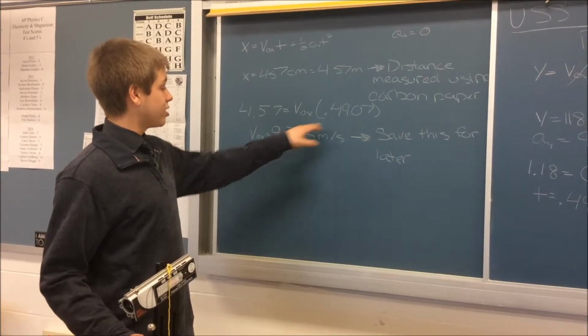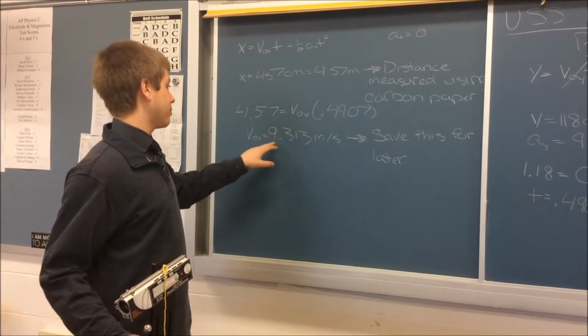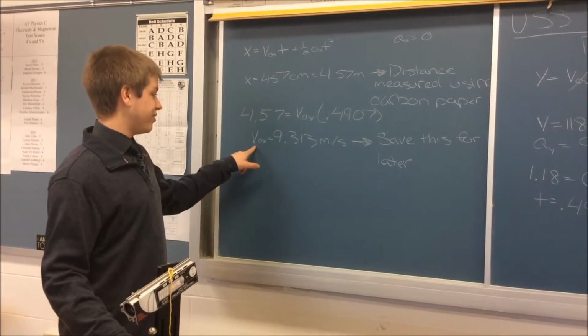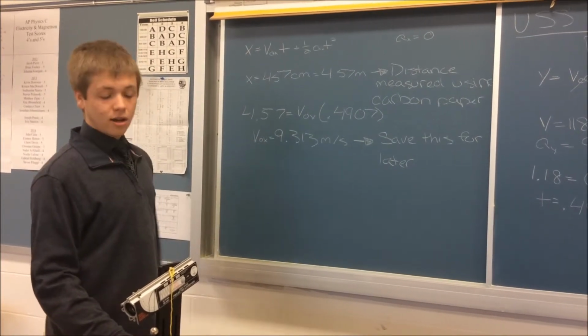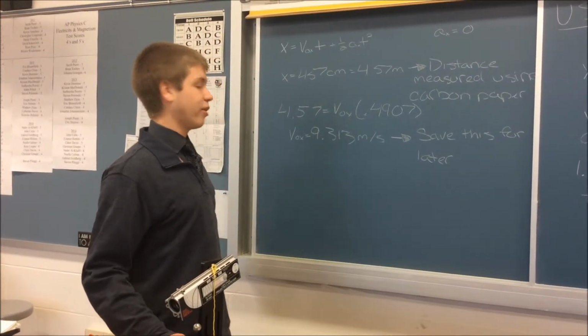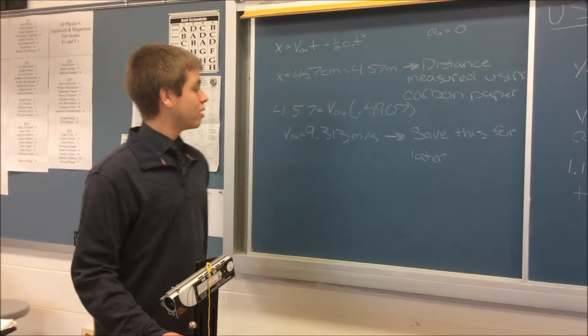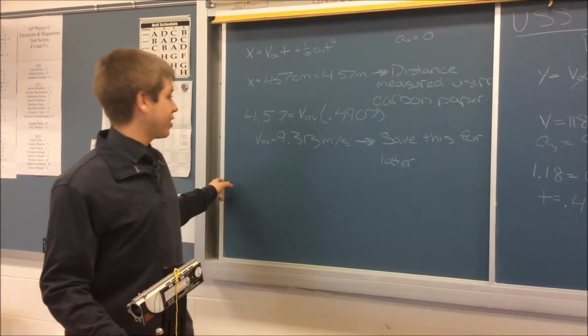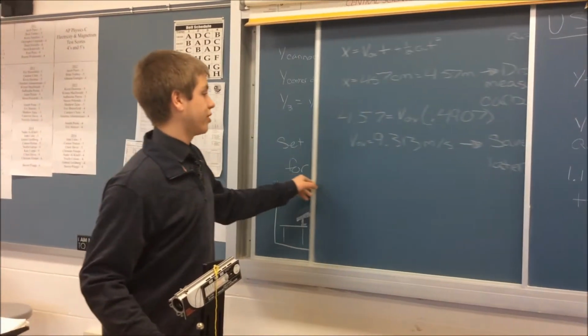Using our time that we solved for before, we end up getting 9.313 meters per second. It's v0x in this case, but in the future when we use an angle, the initial velocity will still be 9.313 meters per second. We can then save this number for later so that we can solve for the theta.